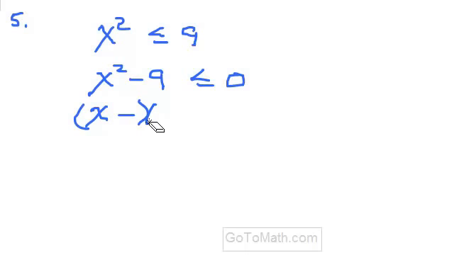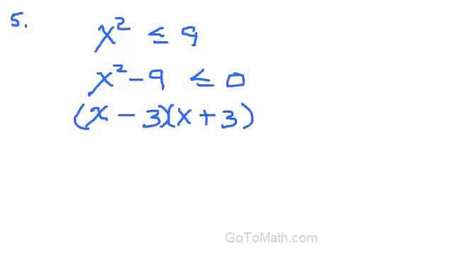This becomes x minus 3 times x plus 3. Okay, so we'll want to find our real zeros, and that's just going to be 3 and negative 3. Those are the real zeros there. Not the fake zeros, but the real ones.